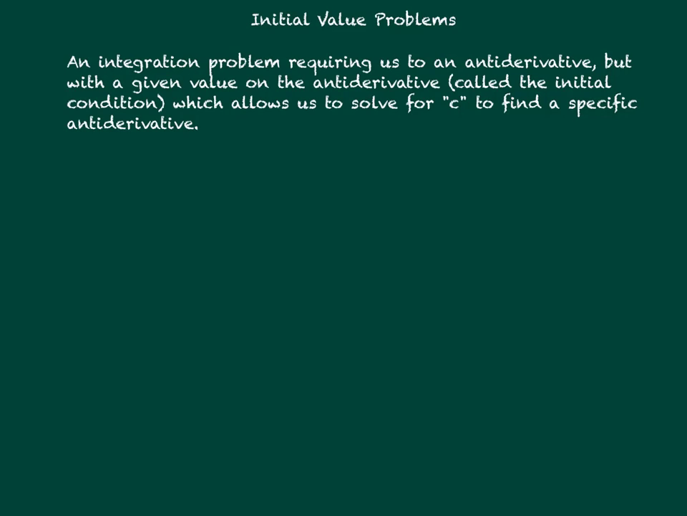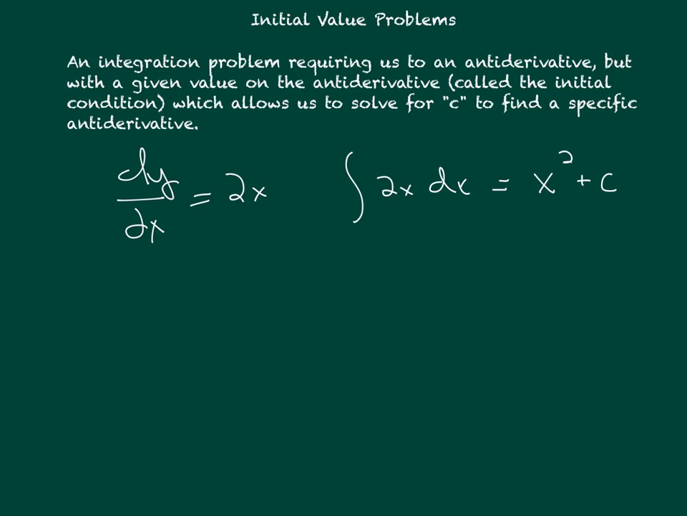Imagine that dy/dx equaled 2x, and then we were asked to find an antiderivative. Well, that would mean we would be solving this integral, and when we did, we would get x squared plus c. But if we were given the initial condition, say y of 3 equaled 5, then I could use this given information in order to solve for c in the antiderivative.